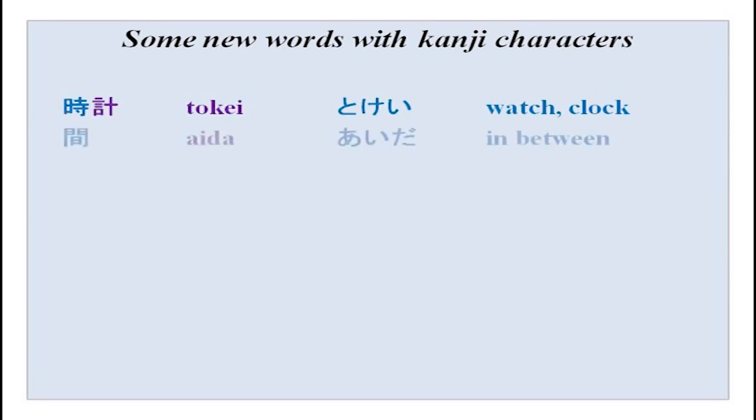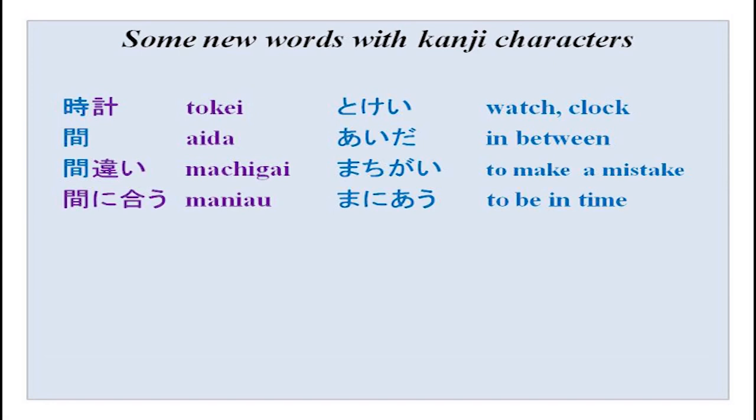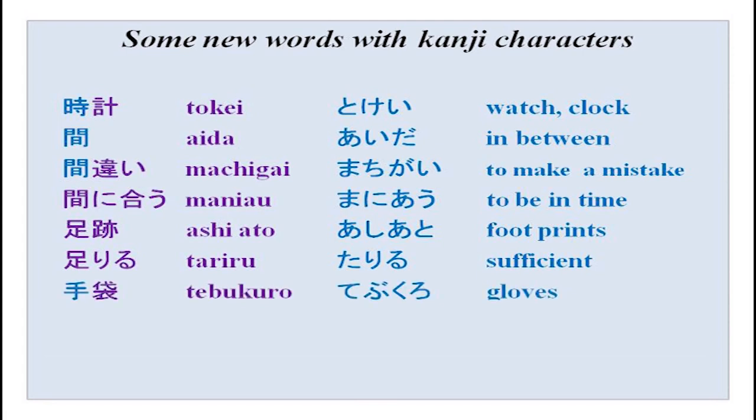Now, there are some new kanji characters. Well, I will go over them very quickly. Toke. Aida. Machigai. The meanings are given over here in the right column. Then maniau. Maniau is when you are getting late and you are able to make it. Ashiato. Tariru. Tebukuro. Tegami.